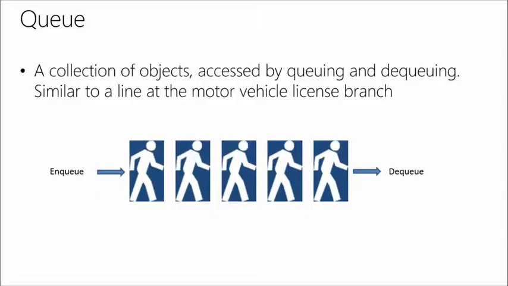The next one we look at is a queue. And again, it's a collection of objects, but we access a queue through queuing, or enqueuing, a value and taking it off through dequeuing. I use this one to represent something similar to a line at the motor vehicle branch. This is considered a first in, first out data structure, where the first piece of data that's put into the queue will be the first piece of data out of the queue.